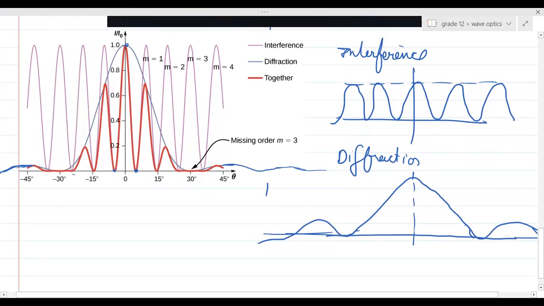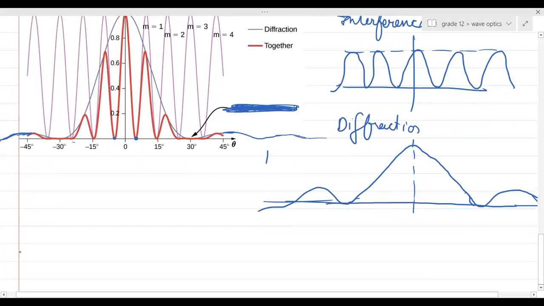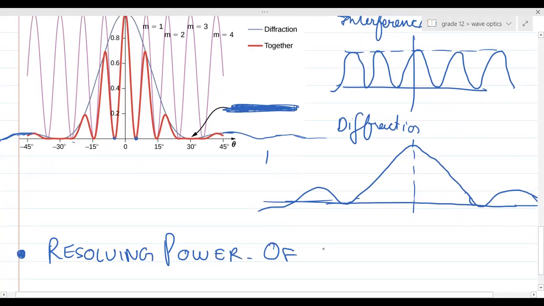This I have to draw. This is not important. Let's write the next heading: Resolving power of optical instruments.